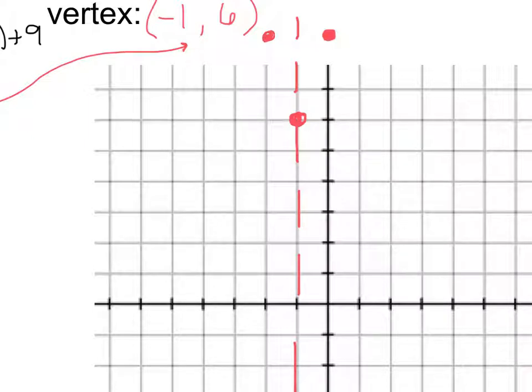Do you have enough of this parabola to graph it? Pretty much, yeah. So you can go ahead and do that.